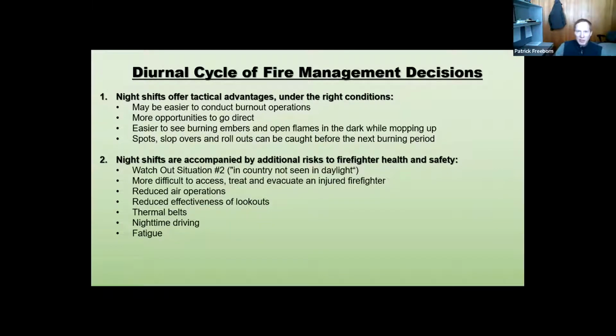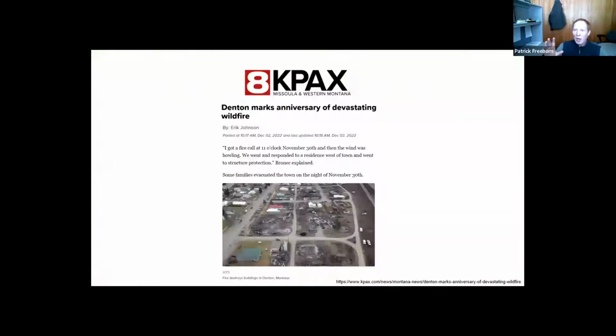These are all important considerations to take into account during the decision-making process, but sometimes the nighttime fire behavior is so extreme that your decision space is essentially reduced to ensuring public safety. Now, I didn't even have to look for an article like this as an example. I found this last week when I was browsing our local news website, and it's been a year since the West Wind fire ran into the town of Denton, Montana.